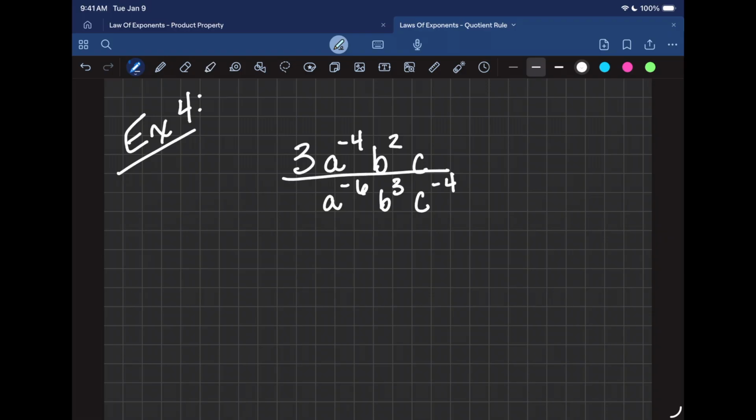All right, looking at example 4, same thing. We're going to start by looking for invisible ones. It looks like the c is the only one missing an exponent.